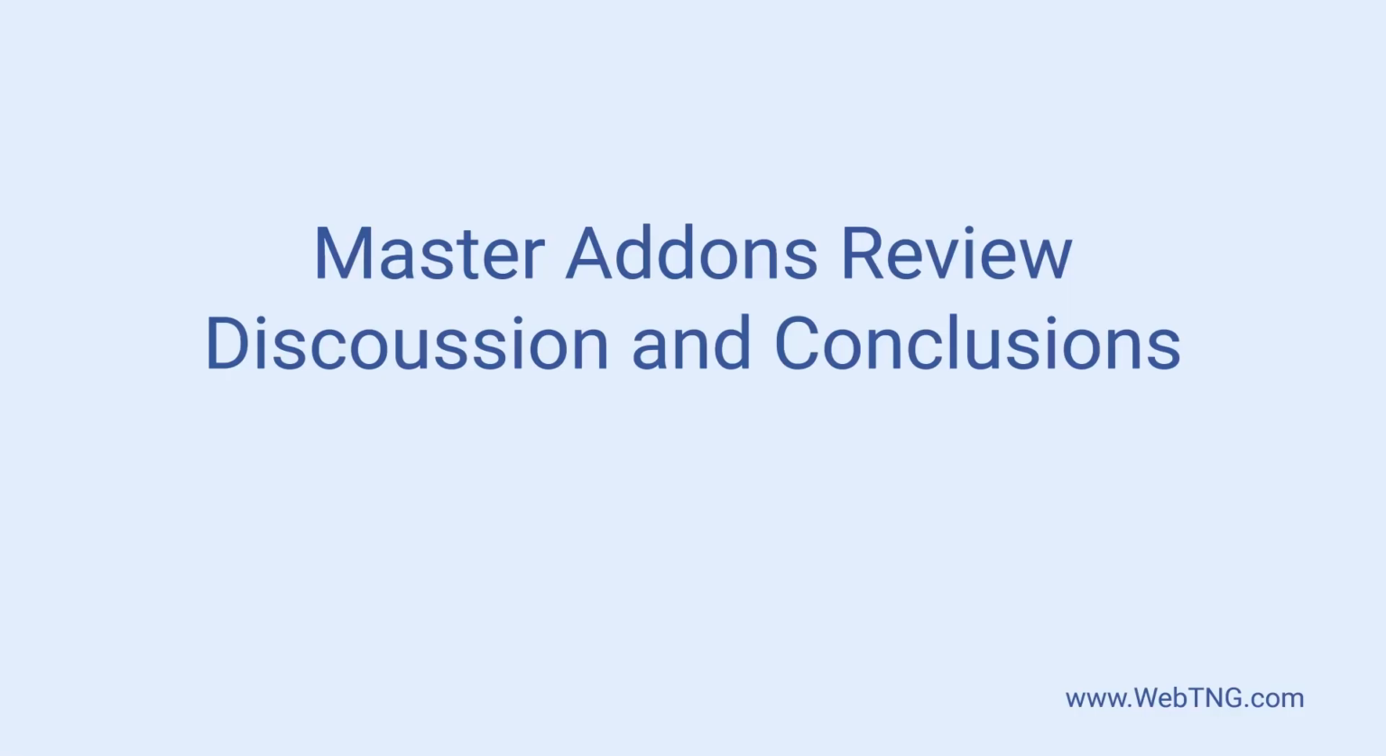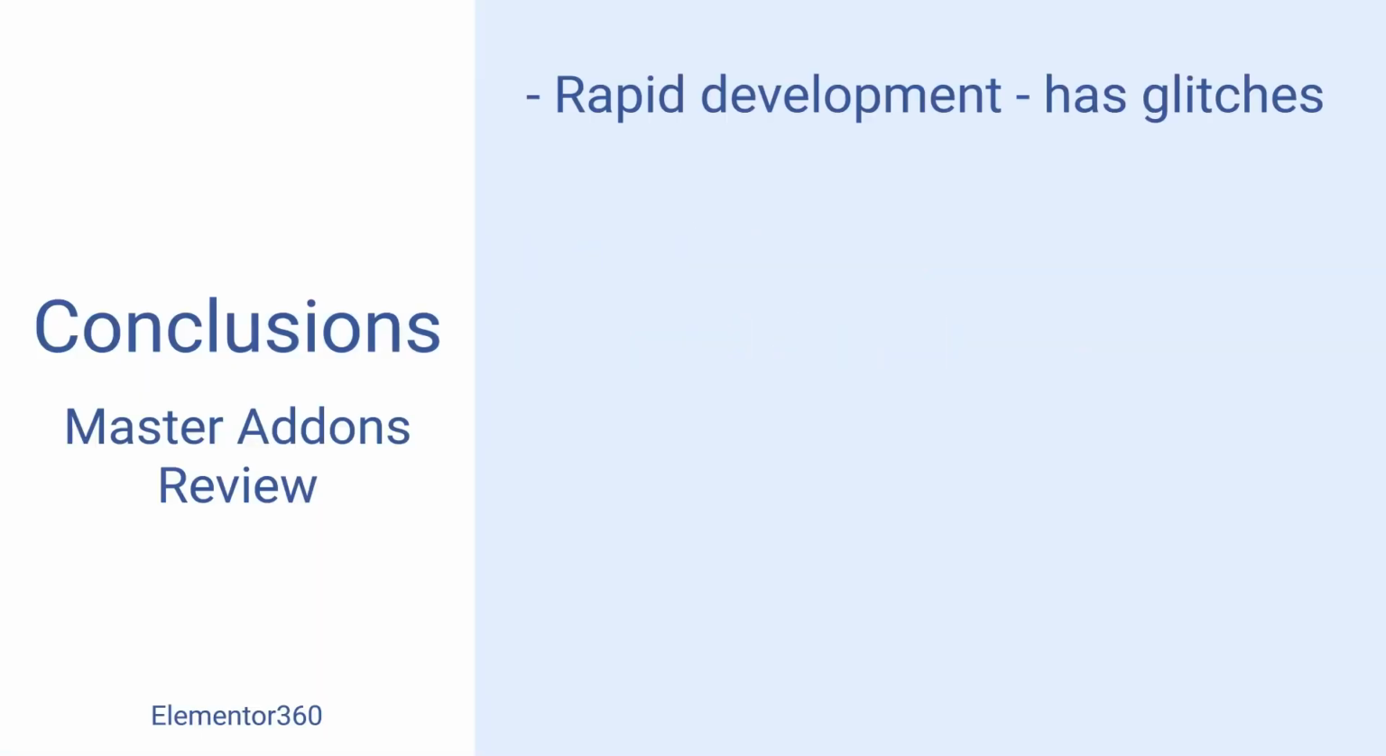Okay, so we've looked at some of the extensions and widgets for Master Addons. Now for the discussion and conclusions. I said in my introduction that the Master Addons plugin had been developed very quickly, and I think we see some rough edges like the table of contents not working quite right, or the affiliate link not showing on the domain checker. Those glitches may reflect that rapid development.